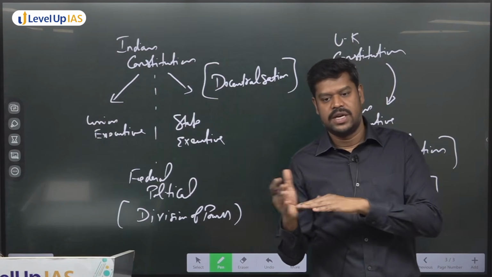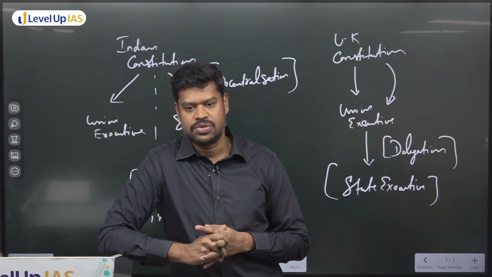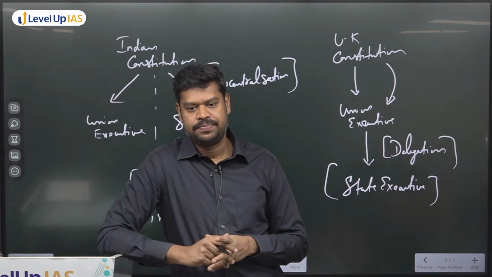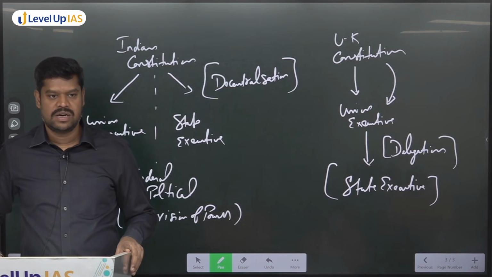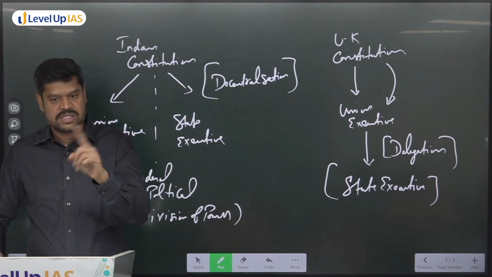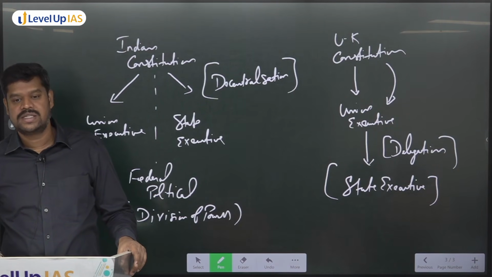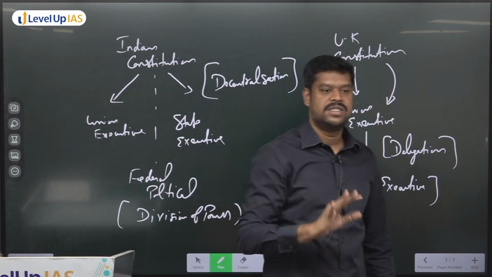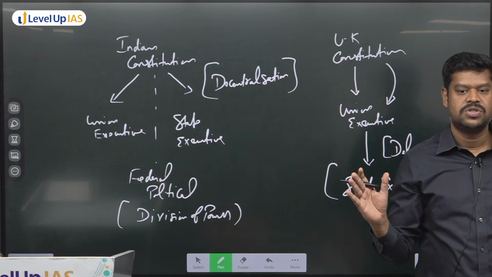Now let us come to the executives. With regard to the executives also, the union executive is more powerful than the state executives. Can you give me an example? How? That's the question. Very good. There is a provision called emergency powers. When an emergency is declared in our country, which I will subsequently discuss, the states can be deprived of their powers. The entire power will be taken up by the union executive. The state executive becomes subordinate to the union executive when the emergency is declared. But never will the union executive become subordinate to the state executive. Such a provision is not there.